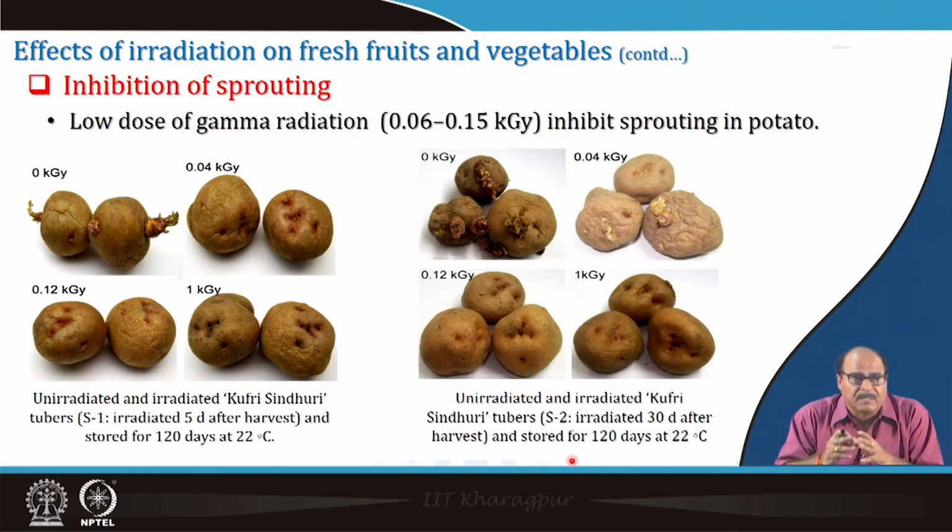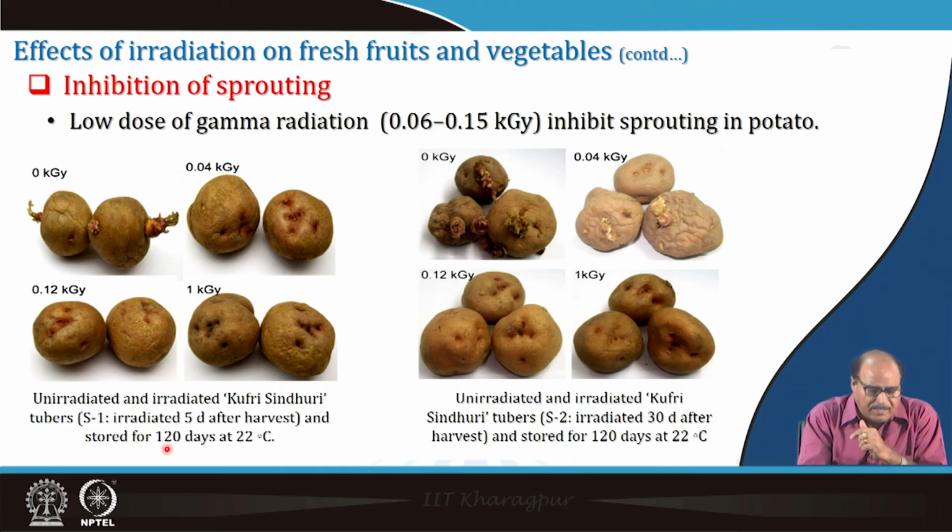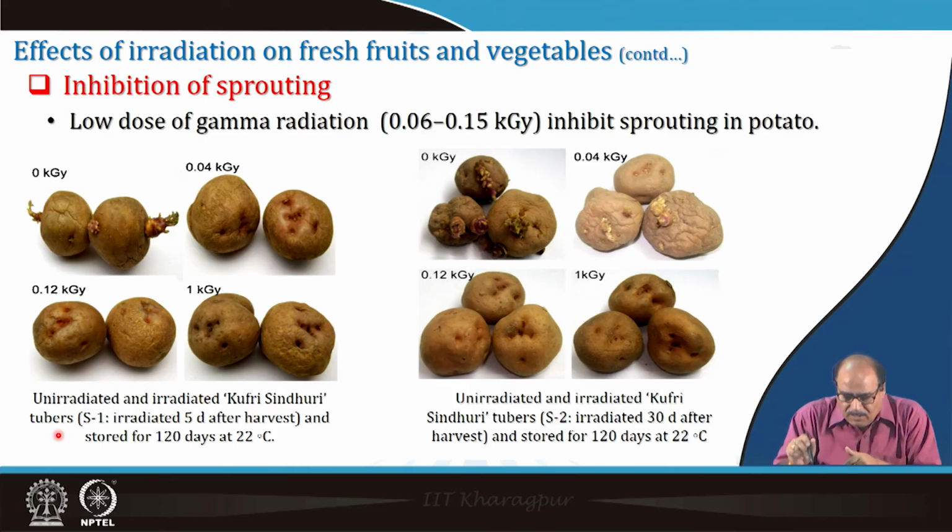Inhibition of sprouting: you can see that a low dosage of gamma radiation, 0.06 to 0.15 kilogray, inhibits sprouting in potato, and these are the pictures shown here. In this, there are the various doses, unirradiated and then irradiated with different dosages, and they are stored for 120 days at 22 degrees Celsius. In the second picture here, it is the unirradiated sample, 0 kilogray, and irradiated, and this is the Kufri Sindhuri variety. These were the Kufri Sindhuri tubers, both are Kufri Sindhuri, but with the dosage varying.